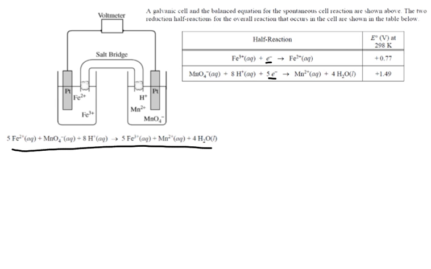All right. So a galvanic cell and the balanced equation for the spontaneous cell reaction are shown above, which is over here. The 2 reduction half reactions for the overall reaction that occurs in the cell are shown in the table below. A.